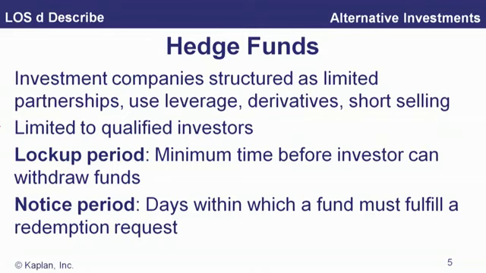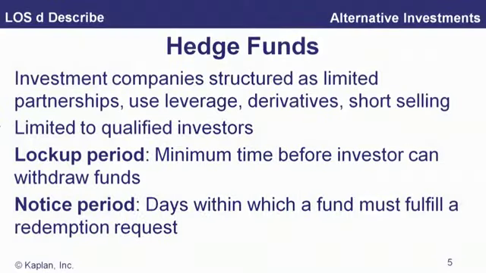Some of them have a lockup period, and a lockup period is just the minimum amount of time before an investor can withdraw funds. So you may come in and invest, and if the lockup period is 2 years, well, you can't even think about taking any of that money out of the fund for 2 years. And then we also have a notice period with some hedge funds, and that's the days within which a fund must fulfill a redemption request. So if they have a 60-day notice period, you say, okay, I'd like to take the funds I have invested out of your fund, and they can give it to you then, but they have up to 60 days to honor your redemption request.